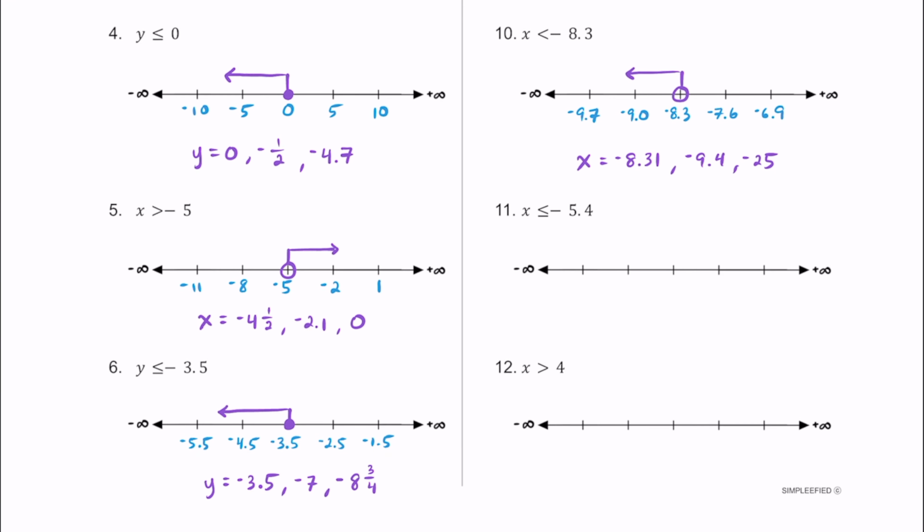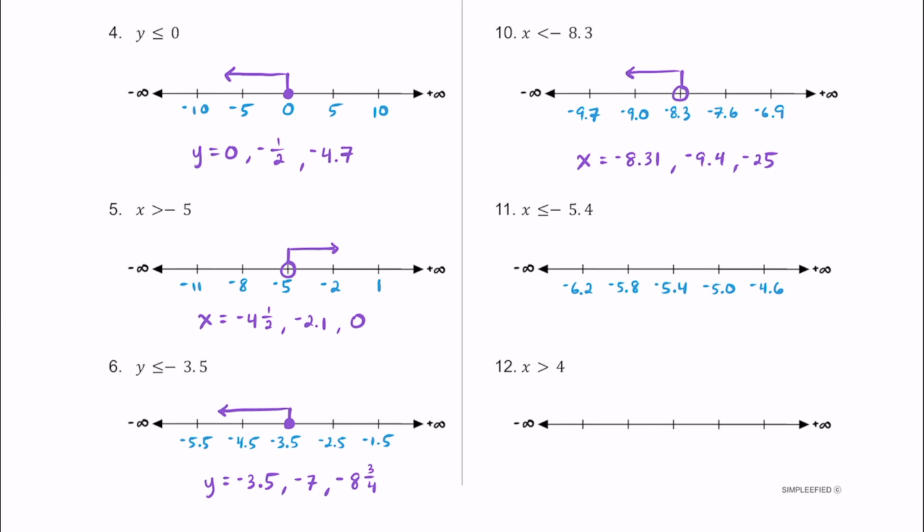Moving on to number 11, we see that x is going to be less than or equal to negative 5.4. So let's put negative 5.4 right in the middle here. And then let's maybe jump by 0.4s. Okay, so jumping up by 0.4, that's going to be negative 5.0. And if I jump up a 0.4 again, that's going to be negative 4.6. If I go smaller, it's going to be negative 5.8. If I go even smaller, it's going to be negative 6.2.